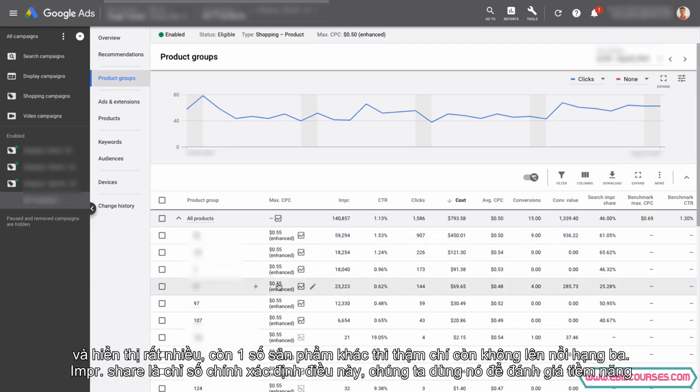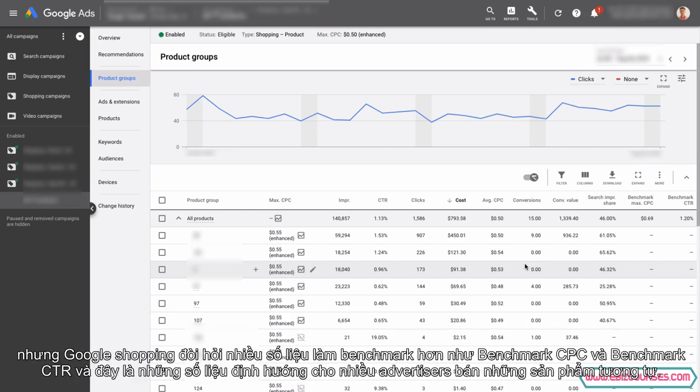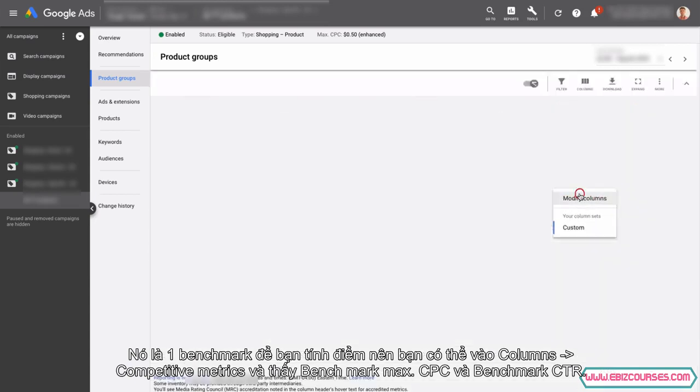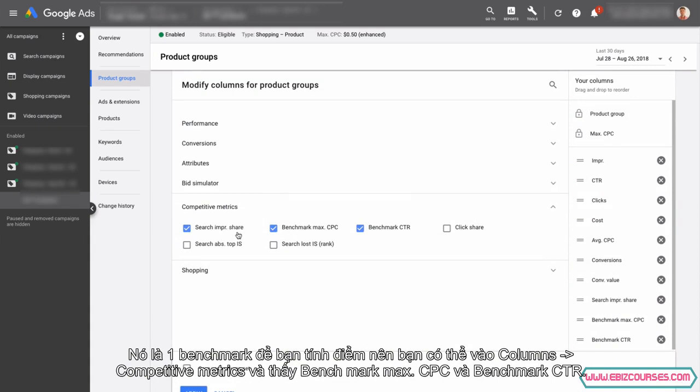But for other products, this same bid isn't enough to show even in a third of the instances. Impression share is the main indicator. We use it to see what potential there is. But Google Shopping offers two more benchmark metrics, and that's the benchmark CPC and the benchmark CTR. These are two metrics that they get from aggregating a lot of other advertisers that sell similar products, and they present this as a benchmark to see how you score. You can also find them in the columns, competitive metrics, and here you see benchmark CPC and benchmark CTR.